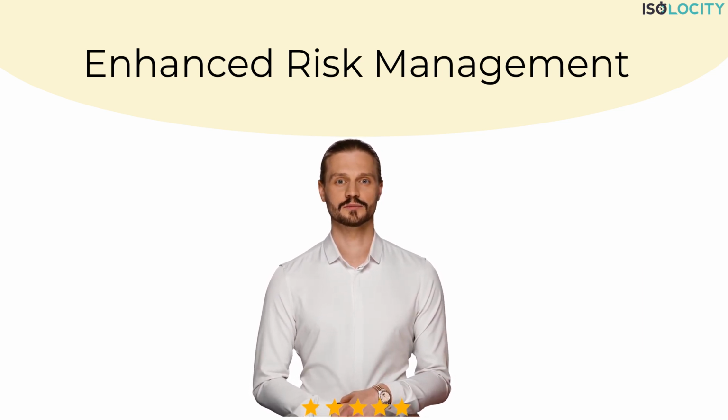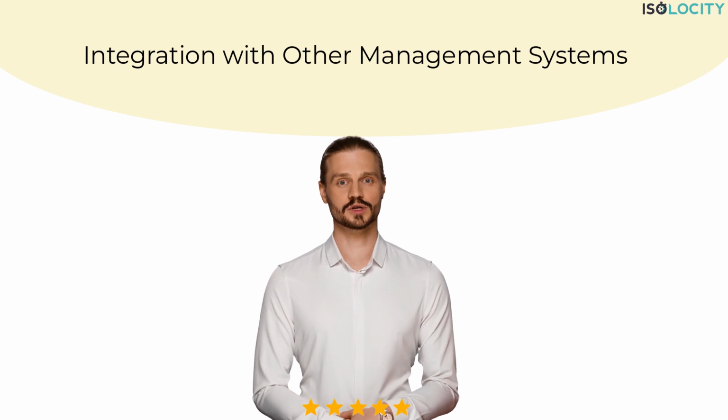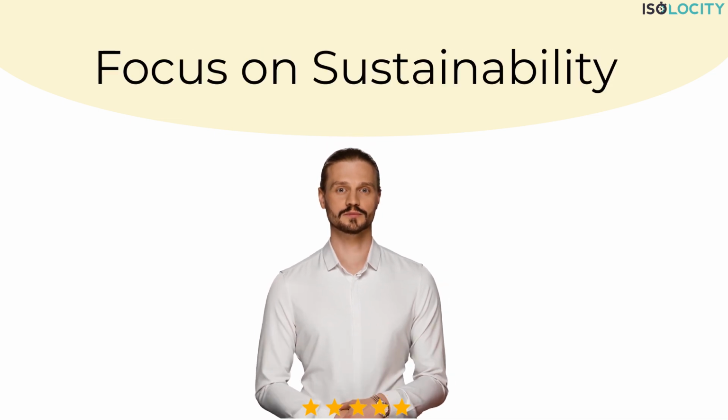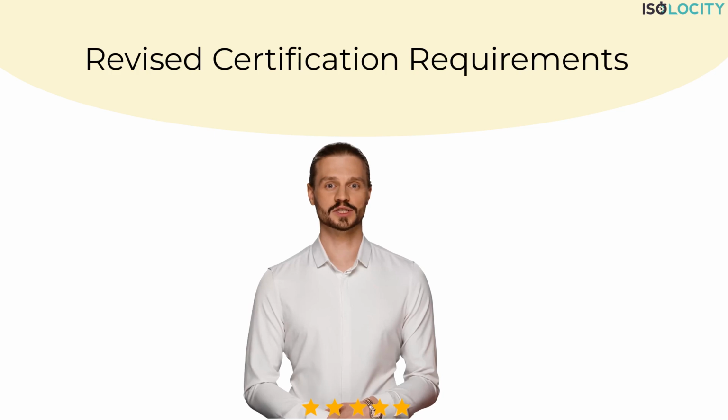throughout their operations. Version 6 facilitates the integration of food safety management with other systems, such as quality, environmental, and occupational health and safety management systems, promoting a more holistic approach to organizational management. Reflecting global trends, version 6 incorporates sustainability practices into food safety management, addressing environmental and social responsibilities alongside traditional food safety concerns. The update includes changes to certification requirements to ensure that they meet the latest industry and regulatory expectations, providing a more robust framework for organizations to achieve and maintain certification.